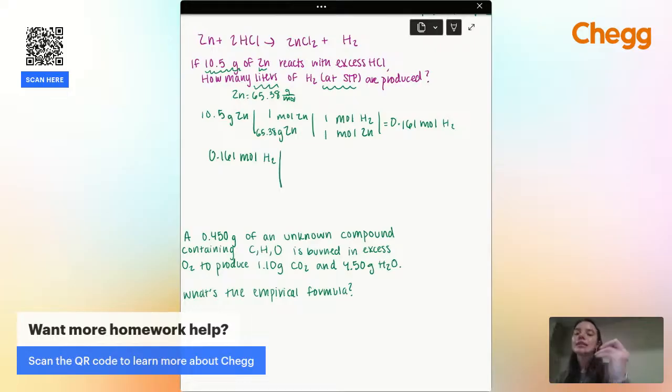And since we have that key phrase at STP, we can use that conversion that 1 mole equals 22.4 liters of gas at STP. So 1 mole, 22.4 liters. We can only use this conversion when STP applies. So if it's not standard temperature and pressure, we can't use that 22.4 number. I'm going to give y'all another 20 seconds. Try to beat me to solving this part of the problem. Time starts now.